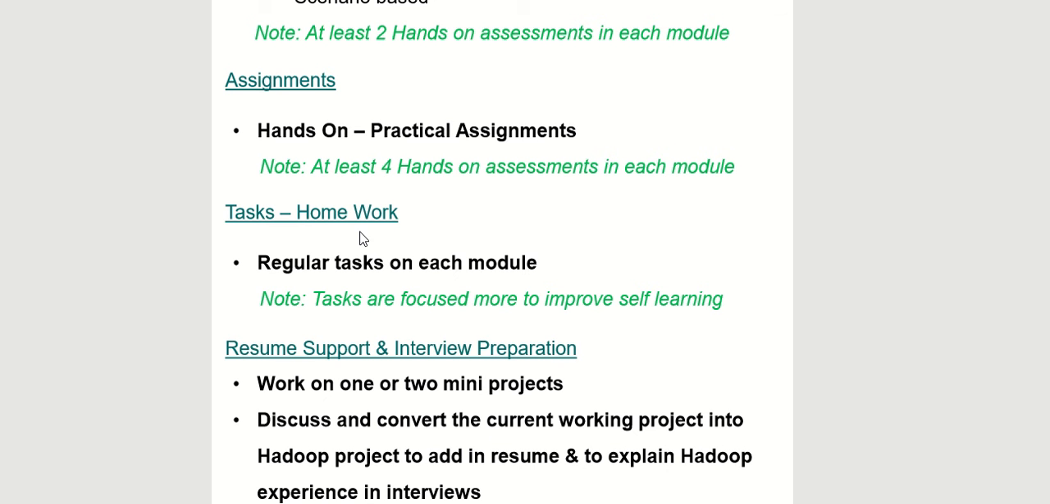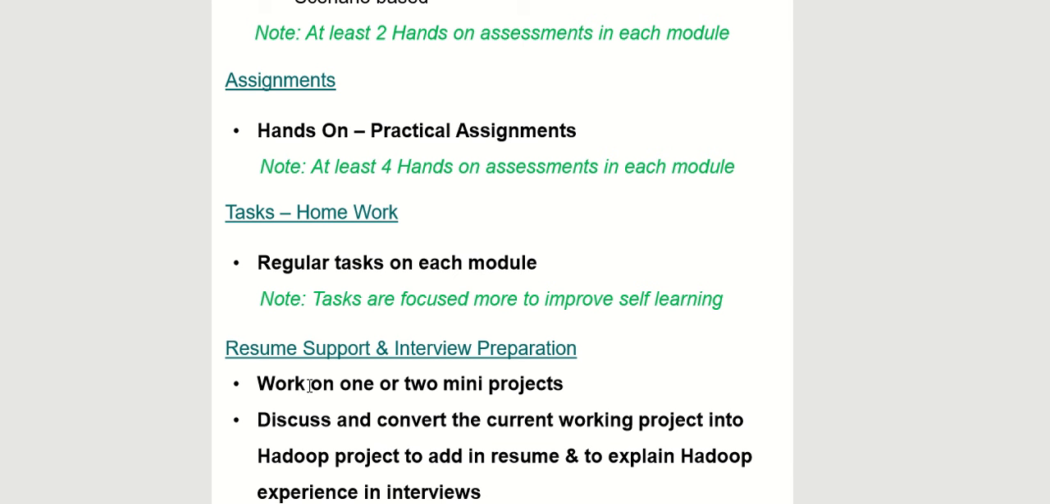The tasks would not be based on the syllabus, and would be more on the topics which I am not covering. So it's a kind of self-learning activity that we would be doing. And once we are done with these activities, we must focus on resume preparation and interviews, right?